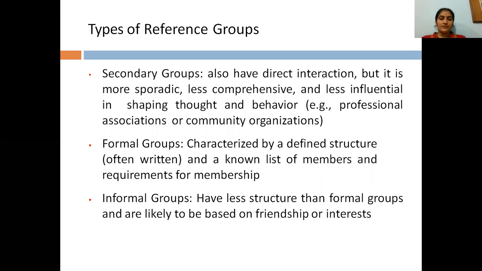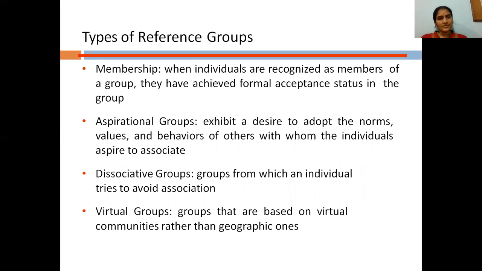Next we have informal groups. Informal groups have less structure than formal groups and are likely to be based on friendships or interests. They are framed automatically. They need no particular standard structured format, but are formed based on our interests and our friendships.